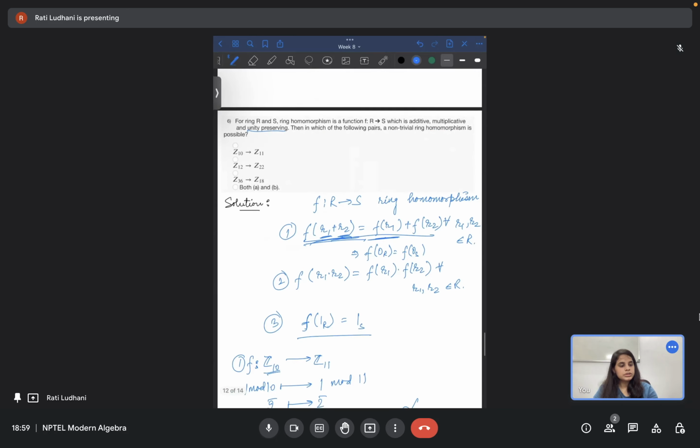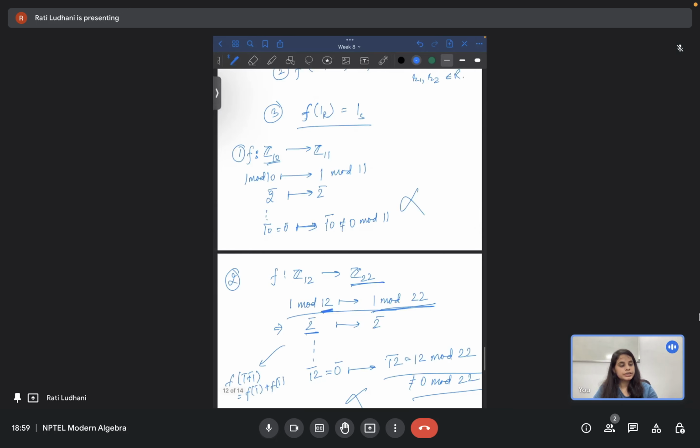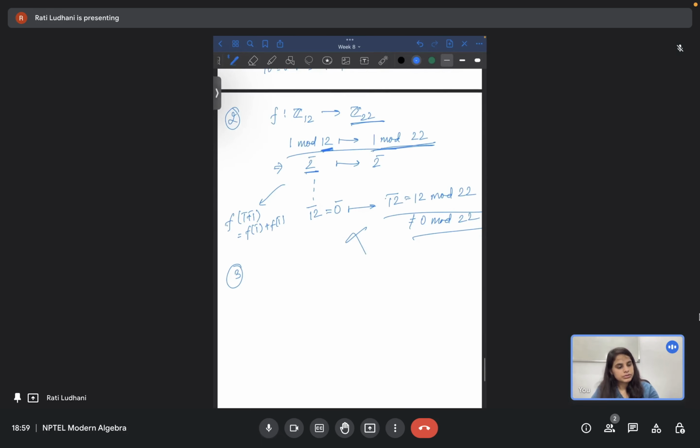What about the third? Z36 to Z18. Let me tell you when it will be and when it will not be. From these observations, it is clear that if you have Zm to Zn, then m must be greater than or equal to n, first thing, because if it is less, there is a problem. And now there could be a problem again, so in this case, let's see.